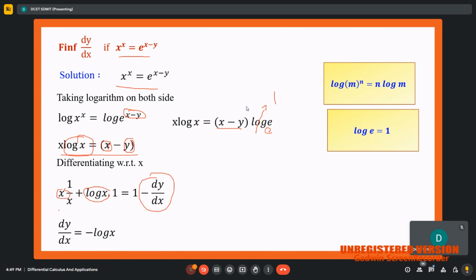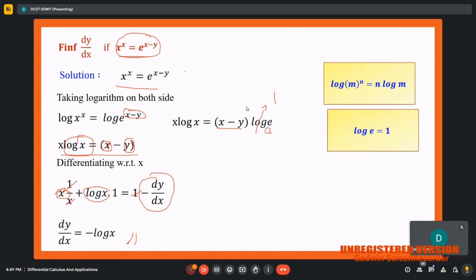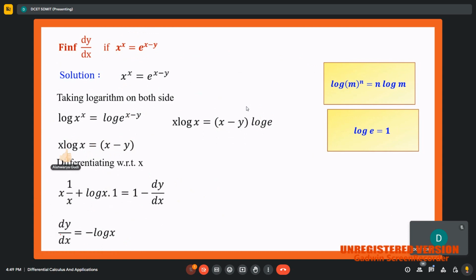Now we want here what is the dy by dx. Therefore, this x is cancelled, plus 1 and plus 1 is cancelled. We are getting dy by dx is equal to minus log x, which is the required solution of x to the power of x is equal to e to the power of x minus y. Okay, followed all of you? Is this clear? Followed? Okay.